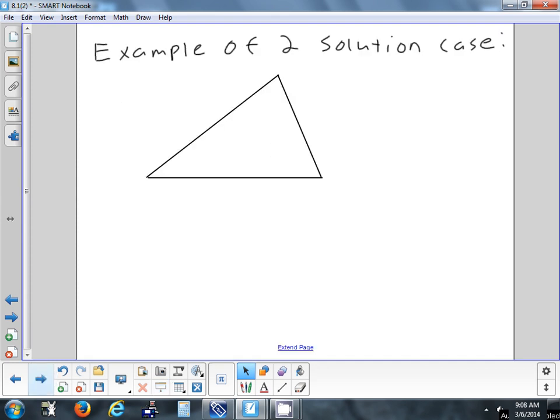Right, so let's take a look at this triangle. I've tried to draw just a generic scalene triangle. This is going to be kind of hard to copy into notes because I'm going to do stuff on the smartboard, but you can try to copy it down. I want to make a copy of that triangle. I'm going to keep 2 sides and an angle the same, but it's going to look different.